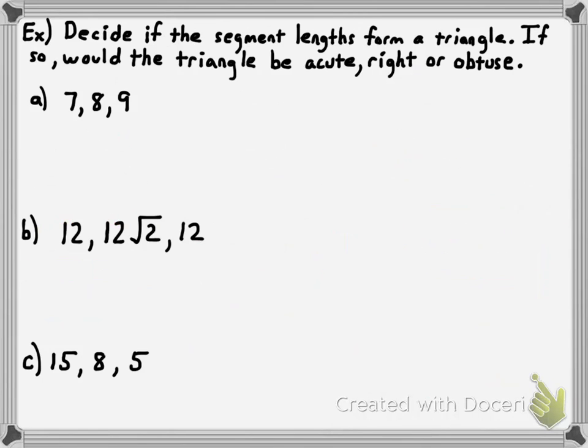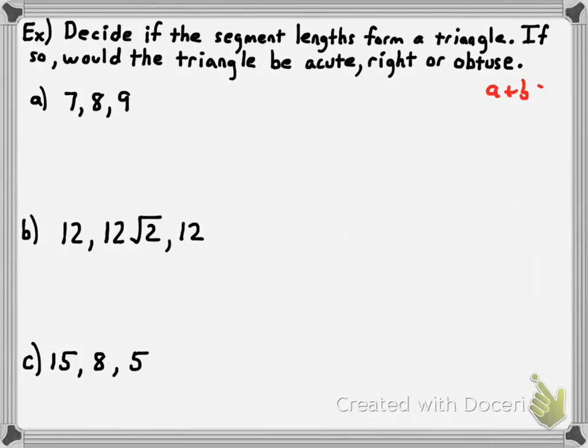And let's put those into action. I've given you 3 sets of segment lengths here, and I want us to decide if the segment lengths form a triangle, first of all, and if so, would the triangle be acute, right, or obtuse? Well, let's scan these and see if we can determine if any of these side lengths don't form a triangle. Remember, in order for a set of numbers to form the side lengths of a triangle, the sum of any 2 sides has to be greater than the length of the third.